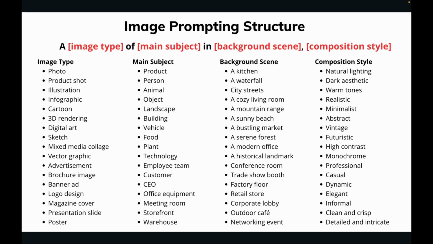So let's start off with the framework: an image type of a main subject in a background scene with some composition style. So here you could pretty much, it's almost like a little game, take one word from each of these columns to put together a photo of a product in a kitchen with natural lighting, for example. And then you could mix and match any one of these. Let's go into ChatGPT and let's do some examples of these.